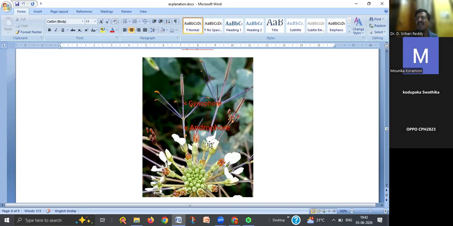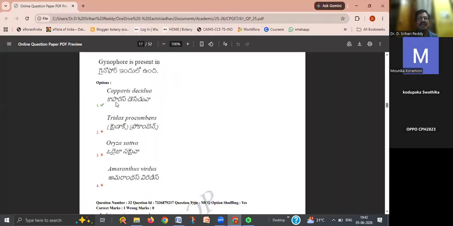Okay, in several plants of the Capparidaceae, we find this androphore and gynophore. So that is the answer for this question. Here, what is the answer? In the answers, they gave the Capparis decidua. Sometimes they may give the Cleome gynandra or Gynandropsis pentaphylla. So you have to be careful. The plant which belongs to Capparidaceae or Capparaceae family. This is the one. Okay, next.